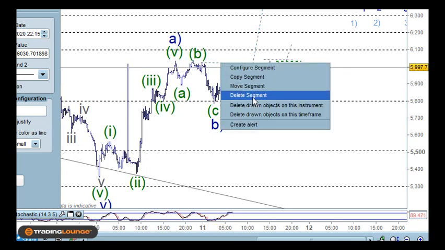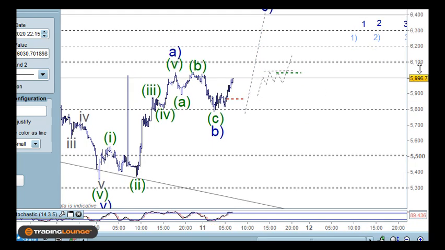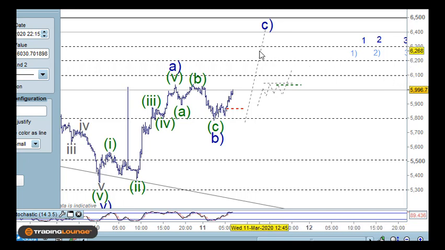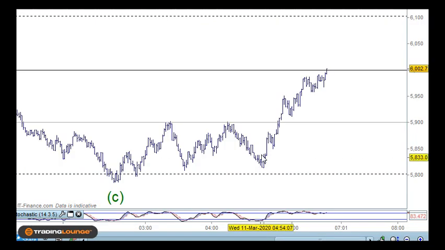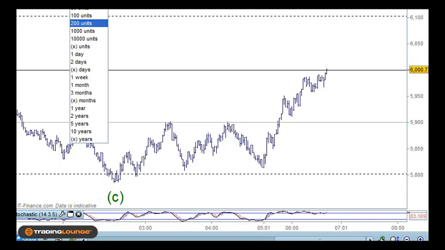But I'll just leave it there anyway. Let's clean this up a little bit. And the target for this up here would be anywhere from 6.3 to 6.4 here. But we'll see how it travels. We'll look at the speed of how it travels to the upside. That will be the important thing. The tick chart doesn't show us much more than what we already know in this instance.